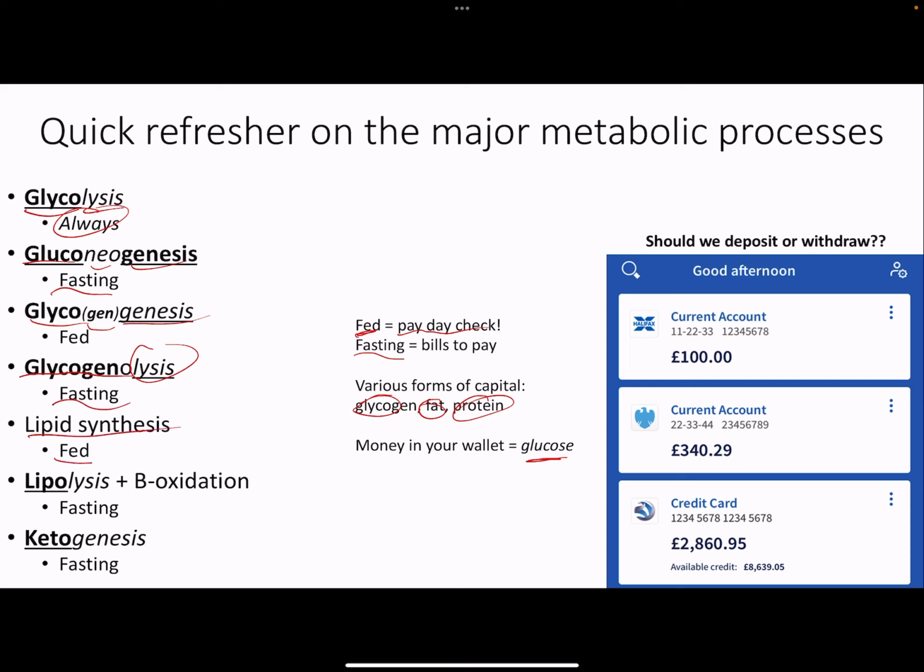Lipid synthesis, fed state. Opposite, lipolysis and beta oxidation, fasting. And then ketogenesis, this one's kind of weird, but I would say this is in the fasting state. Remember that you can do gluconeogenesis, but you can also do ketogenesis. Some things like lysine and leucine can only be converted into ketones, which you can still use to fuel your body, and we'll talk about that in a later lecture.